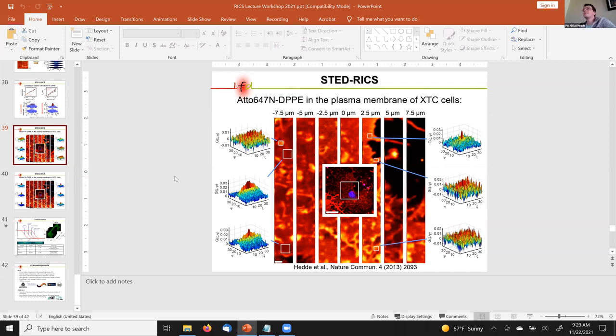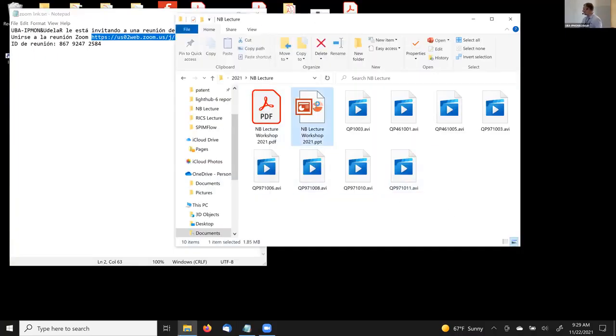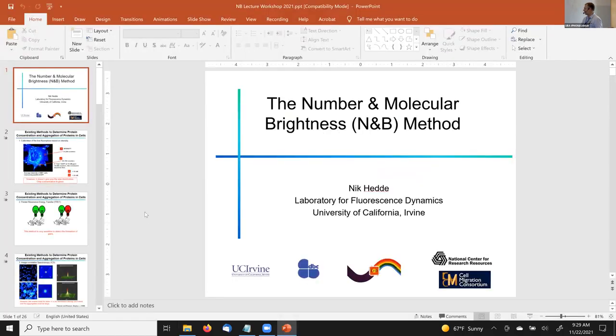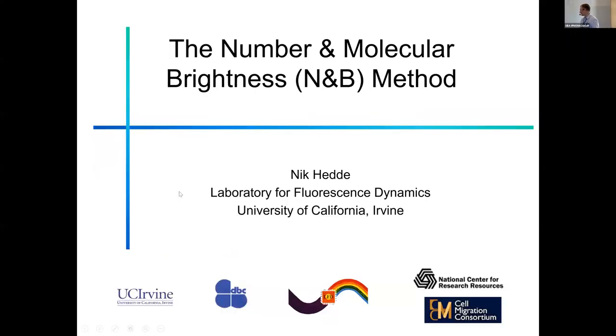Yes, yes. So now we are going to move to number and brightness, and we will learn from Nick how we can take extra information from the spatial correlation, but looking at the variation in the amplitude.